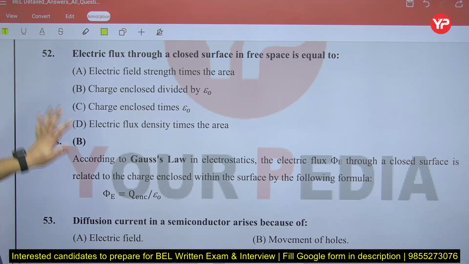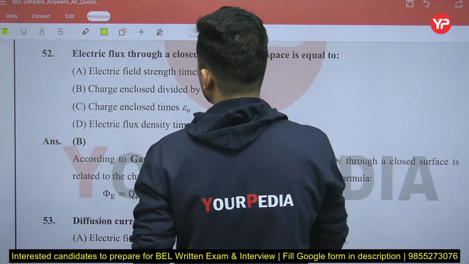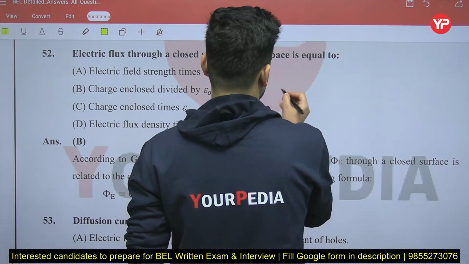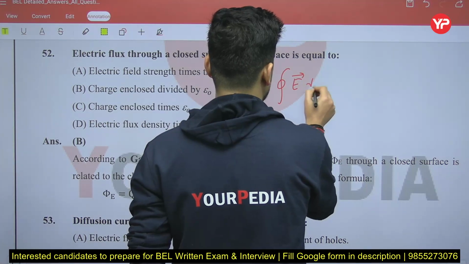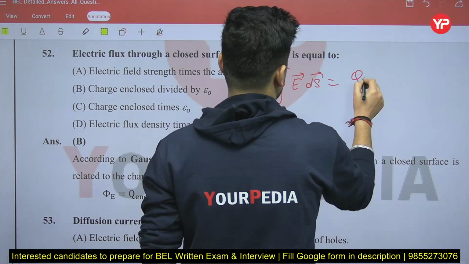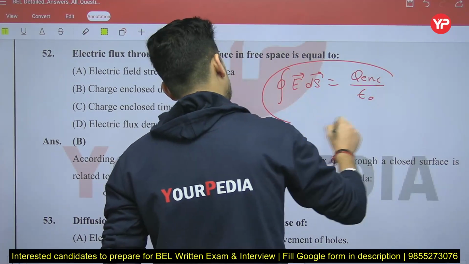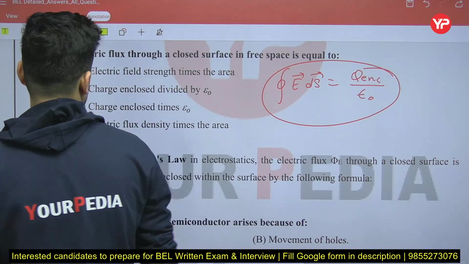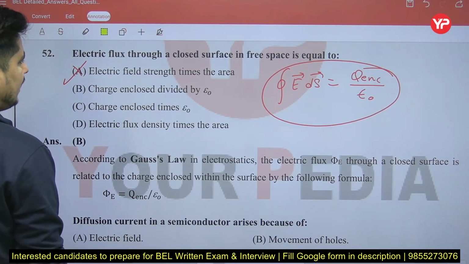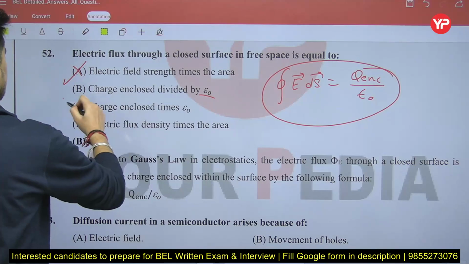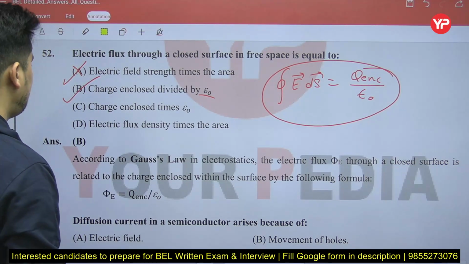Electric flux through a closed surface in free space is equal to what? Basically, if we go through Gauss law, Gauss law says that the electric flux, E dot ds, is always equal to Q enclosed divided by epsilon naught. So that is the electric flux. Charge enclosed divided by epsilon naught will be the answer. So this is the question from Gauss law.